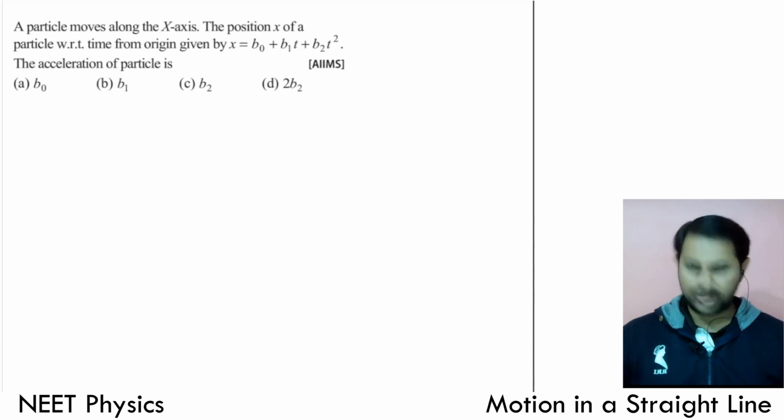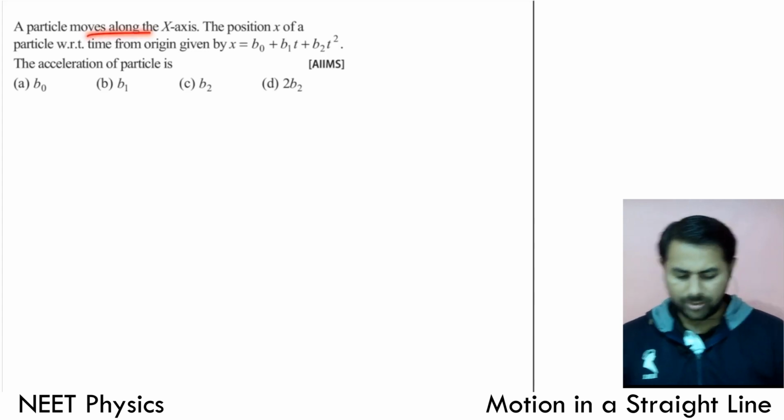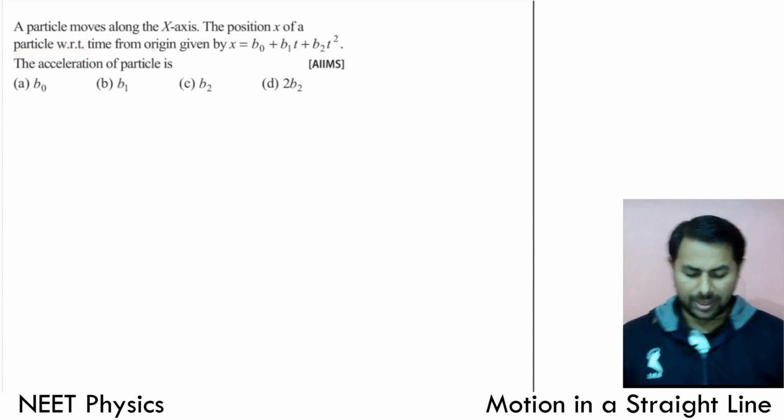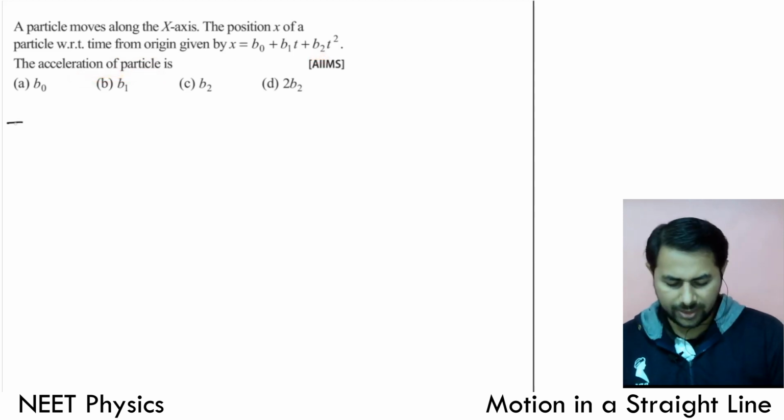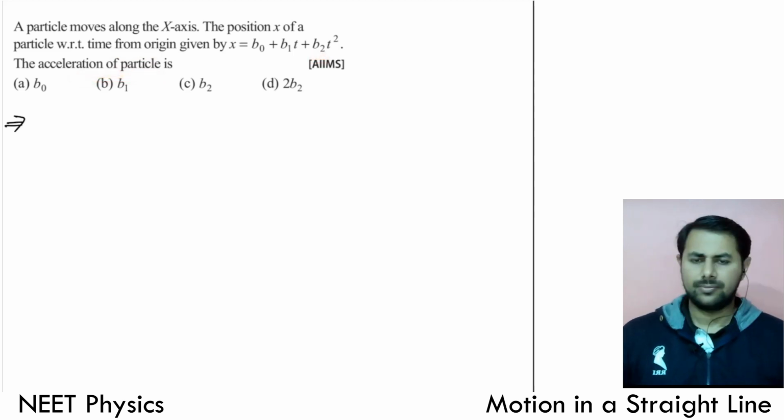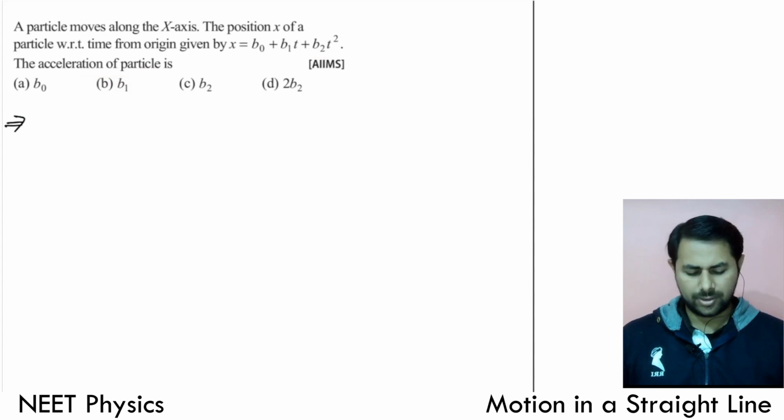Okay, let's see the next one then. A particle moves along the x-axis. The position x of a particle with respect to time from origin is given by x is equal to b naught plus b1t plus b2t square. The acceleration of the particle is, tell me. It's option D, 2b2. Good, very good.